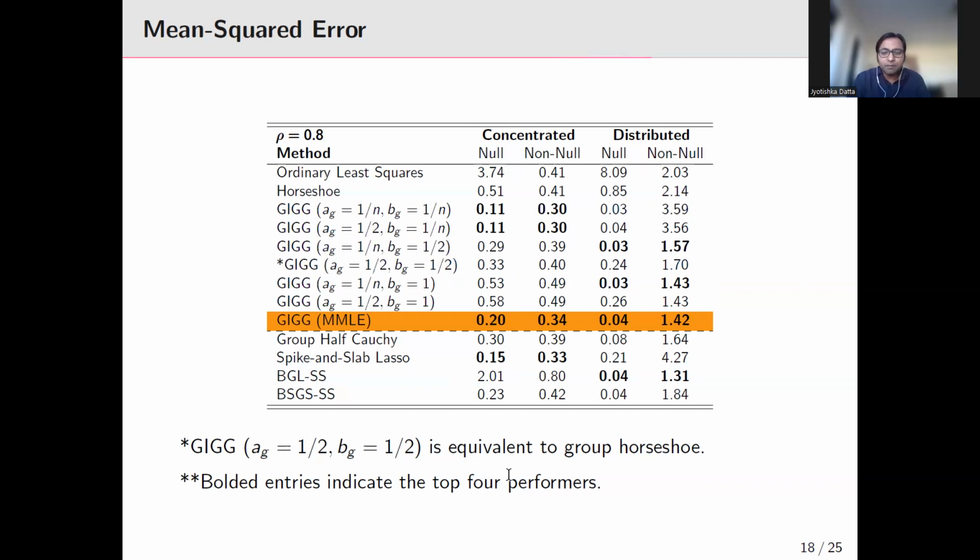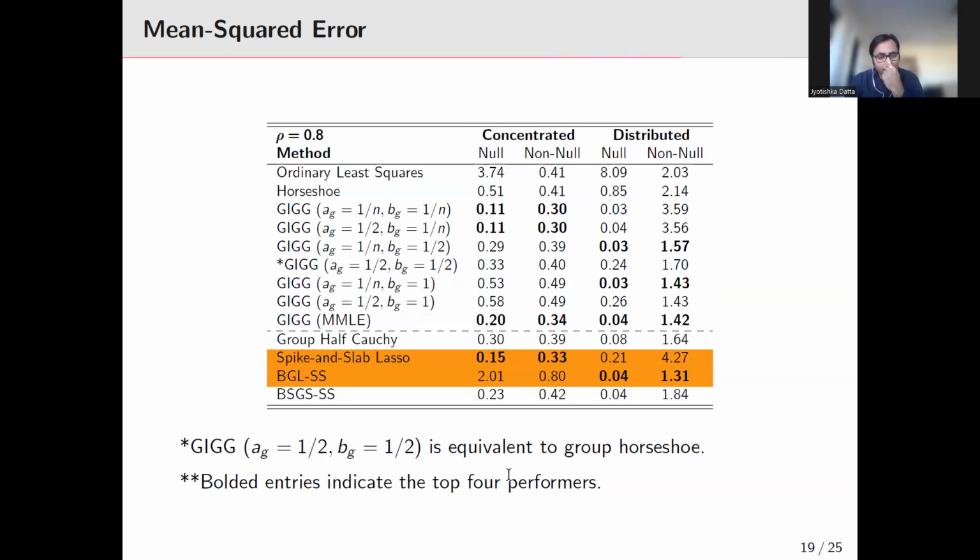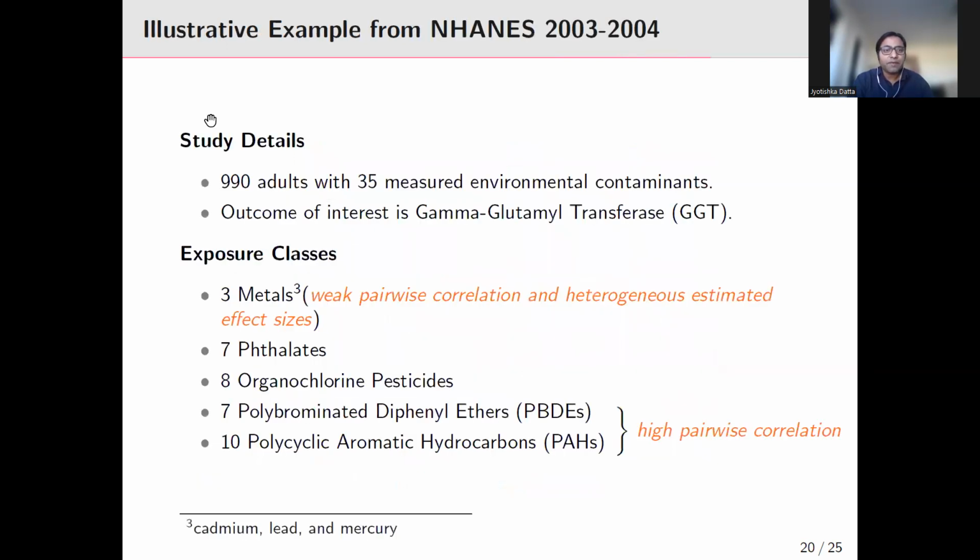Okay. On the other hand, a curious thing to notice here is that the spike and slab loss will work really well for a concentrated setting. It is something that the spike and lasso does really well, but if you look at distributed, it suffers really badly. Same thing for Bayesian group lasso with spike and slab prior, works really well for distributed, but suffers in concentrated settings.